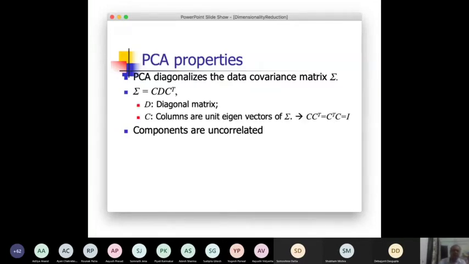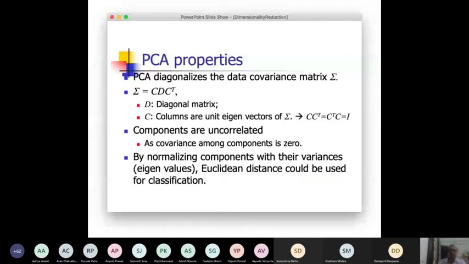So this is the representation, that your columns are unit eigenvectors of sigma, and you can show that this is the representation. So the components are uncorrelated in that sense. That means if you take the covariance between components, that would be 0. And by normalizing, this also gives you a kind of normalization step, when you have this kind of data spread.